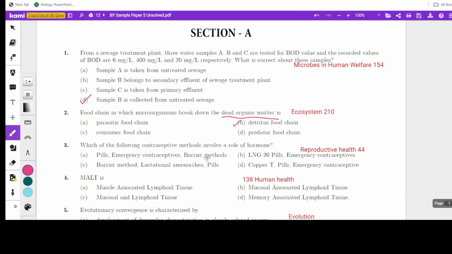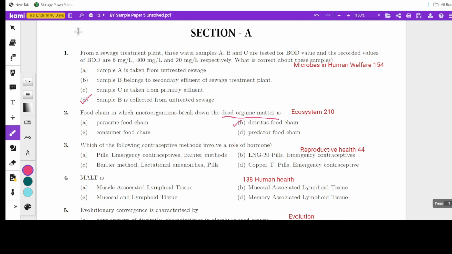So you can see here a mix of different contraceptive methods. Here they've talked about the pills, emergency contraceptives, and barrier methods. Barrier methods usually don't have hormones, right? Lactational amenorrhea and barrier methods don't have hormones, but pills have. LNG20 pills, emergency contraceptives, Copper T pills, emergency contraceptives. So with both of these we have a confusion.